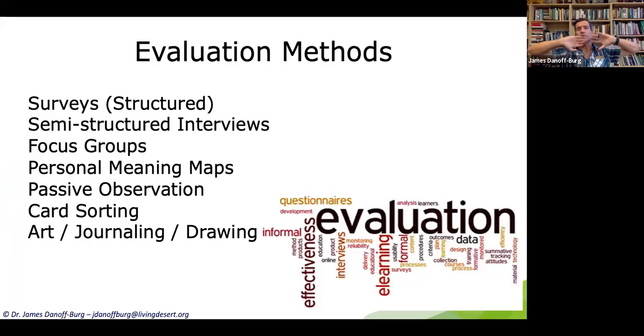So, lots of evaluation methods that we've just been talking about: our structured surveys, our semi-structured interviews, our focus groups, personal meaning maps, our passive observation where we watch people do things, our card sorts, and then our art, journaling, drawing, photovoice, what have you. All of these are ways that we can evaluate the impact on the knowledge, attitudes, and behaviors of our communities.